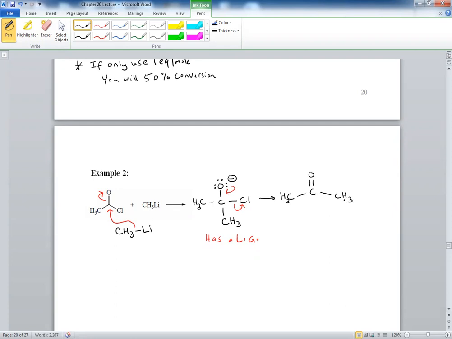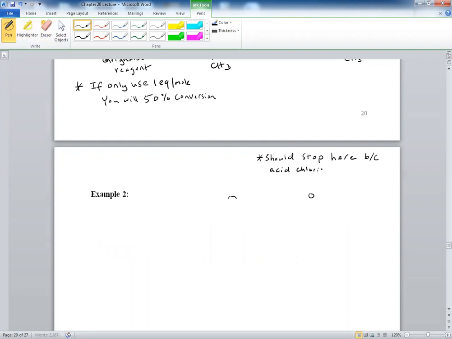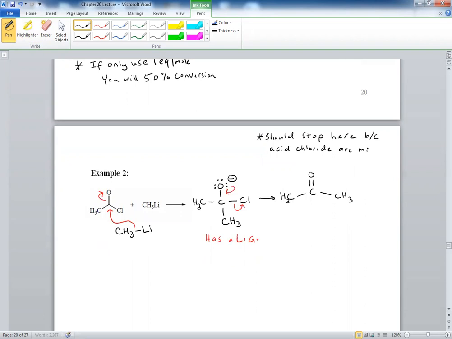Now, you should stop here, because acid chlorides are more reactive than ketones. What we have is a ketone here, so the reaction would stop. But it does not.